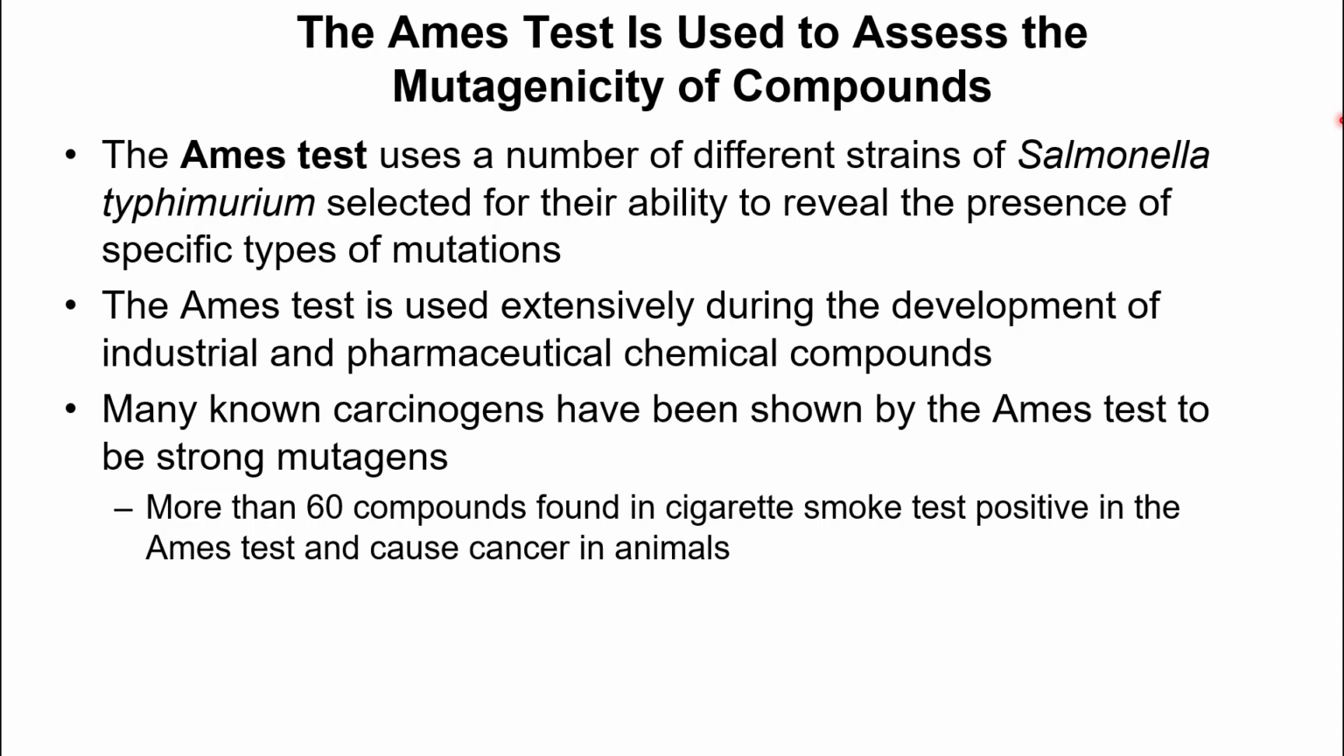Last thing I want to talk about is the Ames test. So the Ames test is the test we use to assess how mutagenic a compound is. And we use this with Salmonella typhimurium strains, and they're selected for their ability to reveal the presence of specific types of mutations. So we use this with any chemical. If you're going to create a product and you want to say, hey, it's non-carcinogenic, it's non-mutagenic, you need to do an Ames test on it.